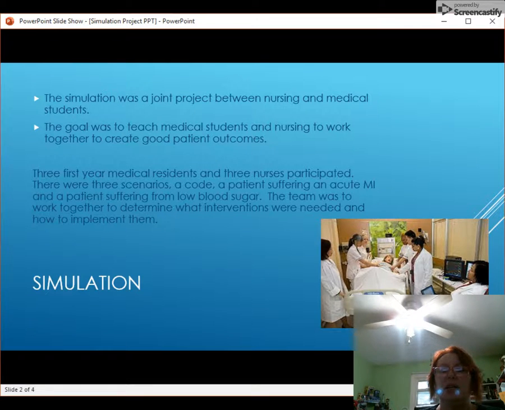Then the second scenario is started. That's a patient with an acute MI. The same format is used. The nurses enter, this time the newer nurses, John with 2 years experience and Kara with 1 year experience, seem more comfortable with this exercise.